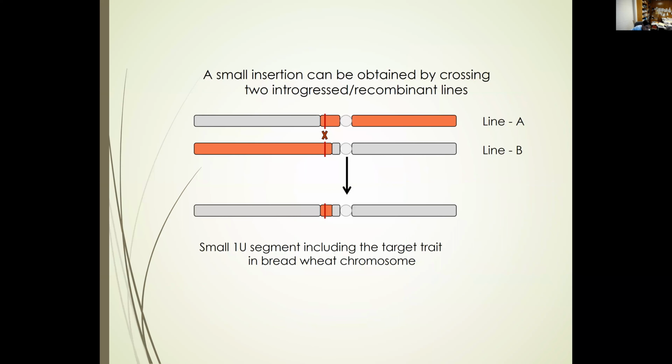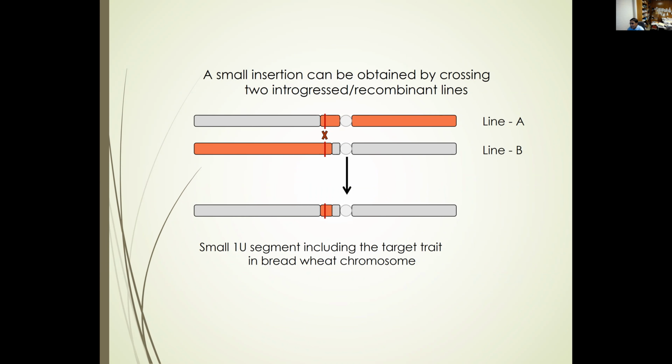This is the outline of how to achieve it. You just cross between 2 recombinant lines. But you need to be consistent. If a challenge comes, don't give up. Take the challenge and face it, and you can achieve it.